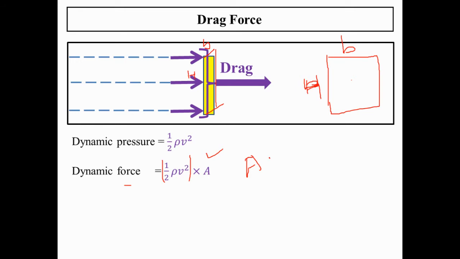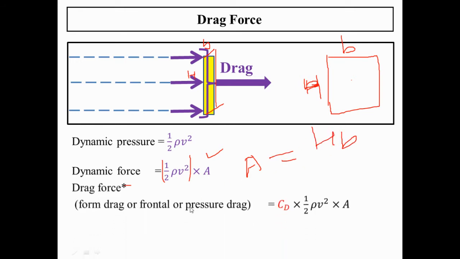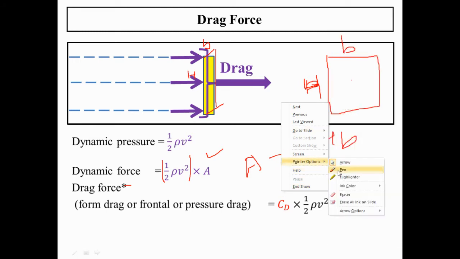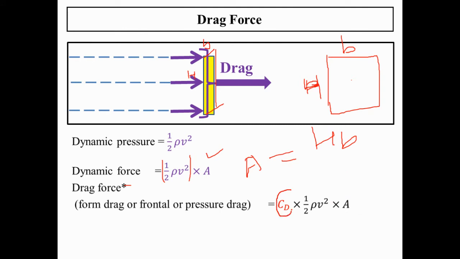So the area of this would be H times B, and we shall say that the drag force will be equal to this, and we introduce a small component called the drag coefficient, given by the parameter CD. The CD is a coefficient that corresponds to the shape of this object. It is a factor that multiplies the whole force so that the shape factor is incorporated.